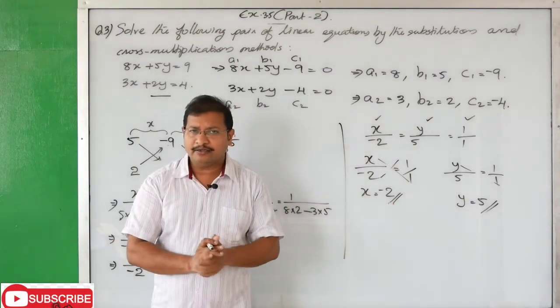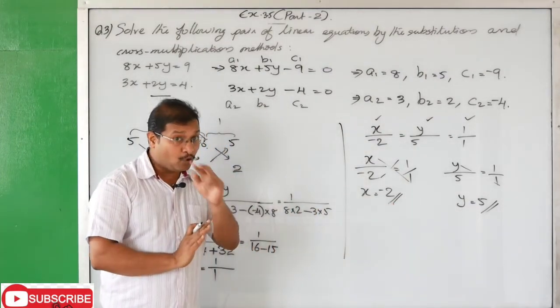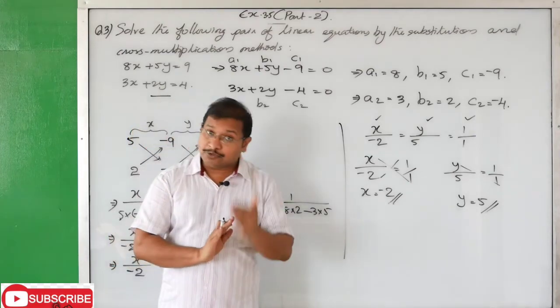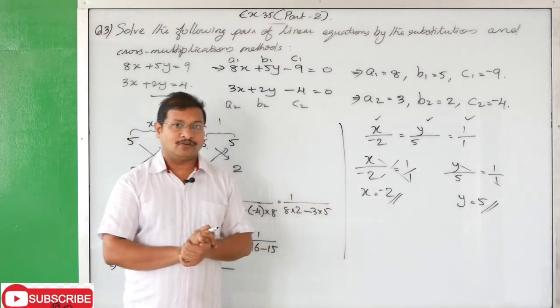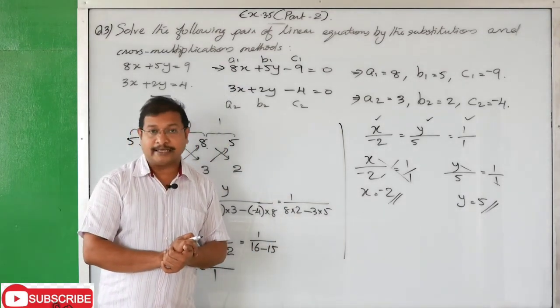Ready? So we got x and y by both methods. First we did it by substitution method. After that we used cross multiplication. Ready? So let's do the remaining answers in the next video.